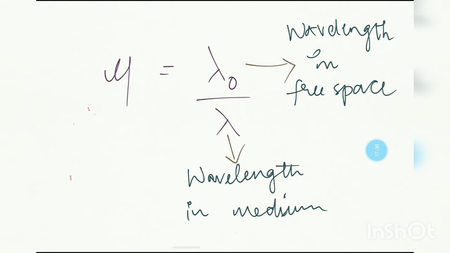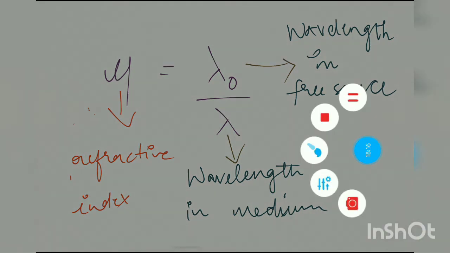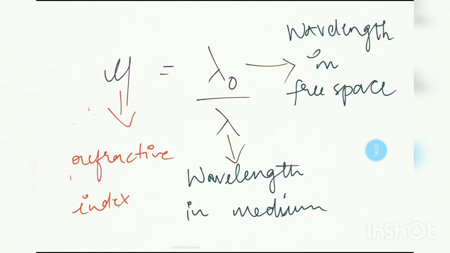Understood? Next we have to see how the absolute refractive index can be found when wavelength is given to us. So it's very simple. First, refractive index, that is mu or n, both you can use. Refractive index is nothing but the ratio of wavelengths. Lambda not represents the wavelength in free space, that is air or vacuum, and lambda represents the wavelength in the medium. So the absolute refractive index when wavelength is given is mu is equal to lambda not by lambda.